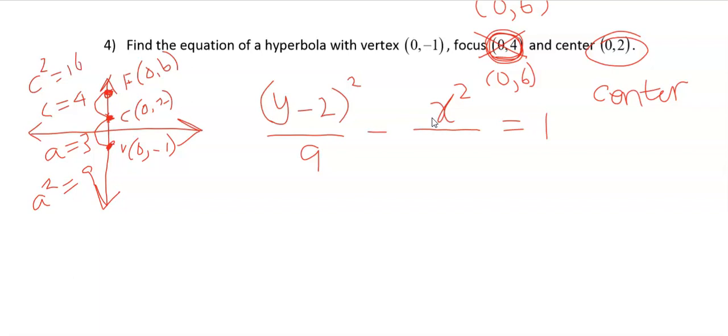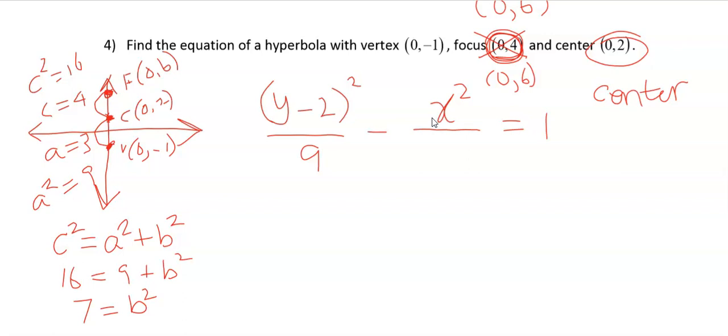And now I just use that very simple formula, C squared equals A squared plus B squared. That's what it is for a hyperbola. And so you're going to have 16 is equal to, you could even get the B squared by itself first if you want, 9 plus B squared. And throw your 9 over with the 16, it becomes a negative. And look at that. B squared is equal to 7.